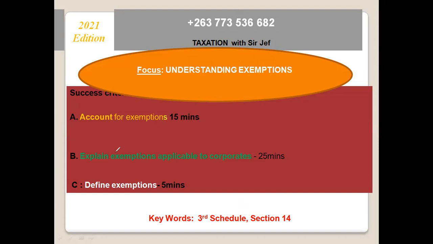Then after that, we want to be in a position again to explain exemptions applicable to corporates. That's another aspect that we want to cover today. Then we also need to know how we account for exemptions. Our key terms today are the third schedule of the Income Tax Act and section number 14. These are the key terms of today: third schedule and section 14. Let's move on to what we want to cover today.